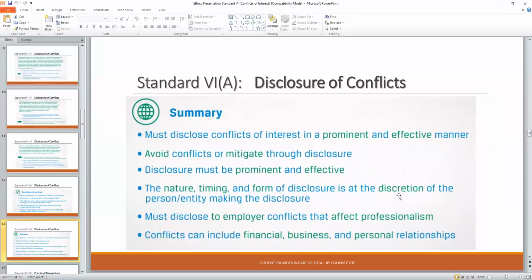So to summarize Standard 6A, you must disclose conflicts of interest in a prominent and effective manner, avoid conflicts or mitigate through disclosure. Disclosure must be prominent and effective, and I will add, timely. The nature, timing, and form of disclosure is at the discretion of the person or entity making the disclosure, but the more timely, more quickly, more prominently, the better. Must disclose to employer conflicts that affect professionalism. Conflicts can include financial, business, and personal relationships.